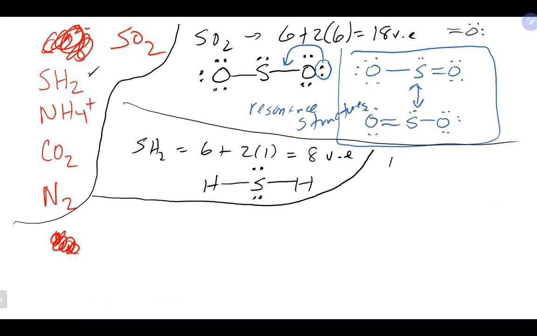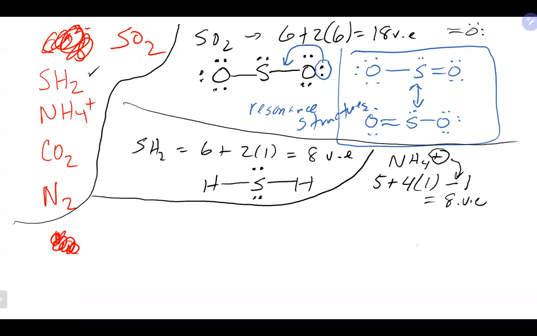Coming to our NH4 plus, once again, nitrogen is 5 plus 4 for our hydrogens, and they're each 1. We do have a plus here, which means it has lost electrons, so we need to subtract 1. Otherwise, we get the wrong count. And in this case, this will also give us 8 valence electrons.